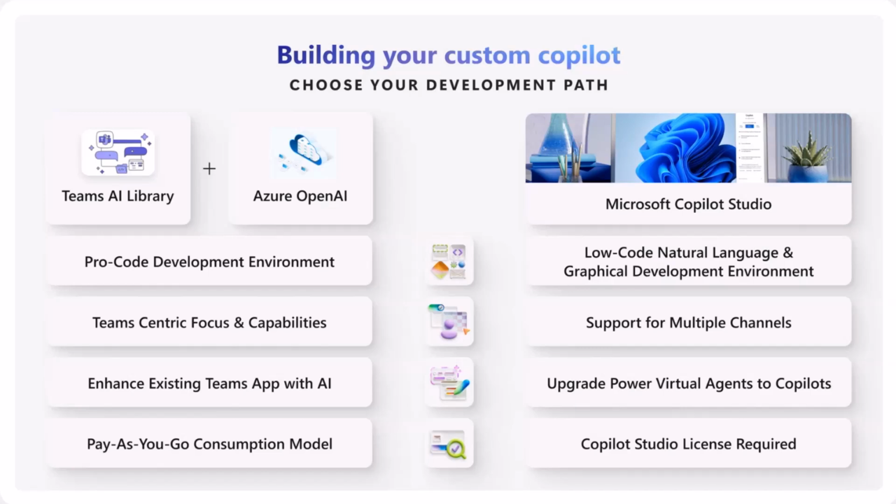But I'm here to talk about the other option, which is for pro code developers, where you can develop custom copilots in your pro code environment in Visual Studio Code or Visual Studio using the Teams AI library for utilizing the Teams UX for your chat experiences, and then a platform like Azure OpenAI for the GPT models that power those AI experiences. So this option has a Teams-centric focus and capabilities where you can utilize message extensions, adaptive cards, everything that Teams has to offer, and ease the transition to reach all of your Teams users.